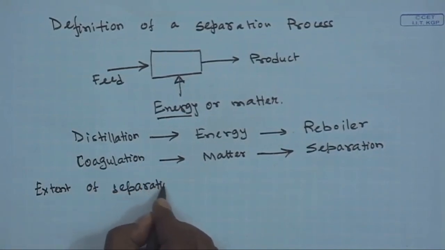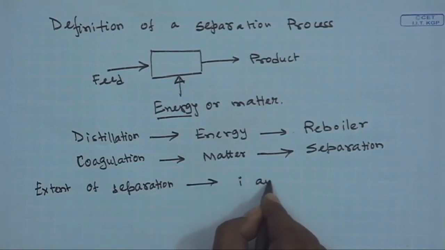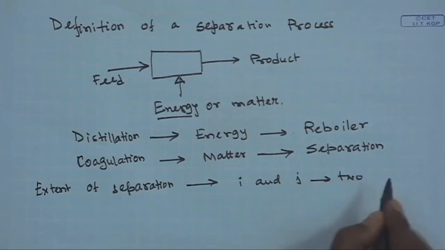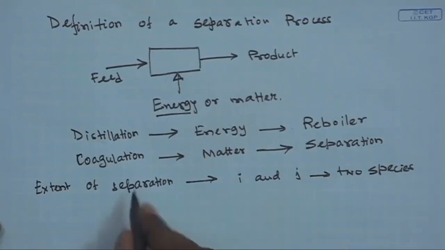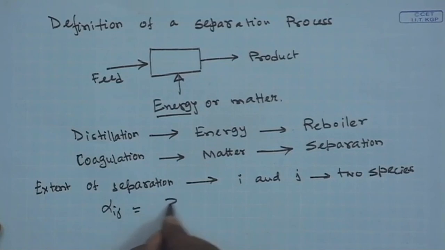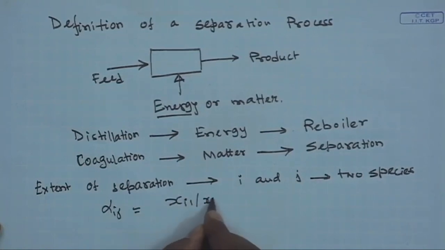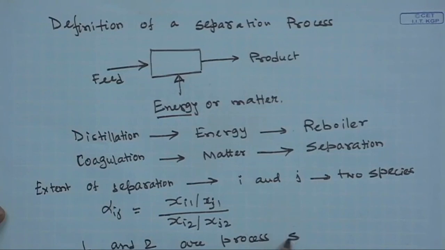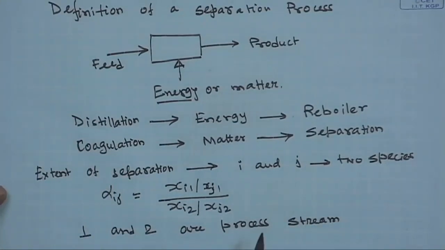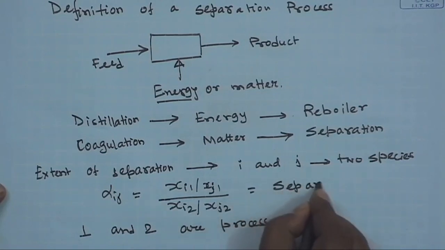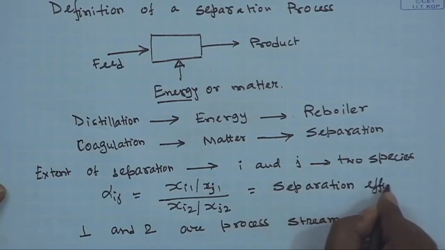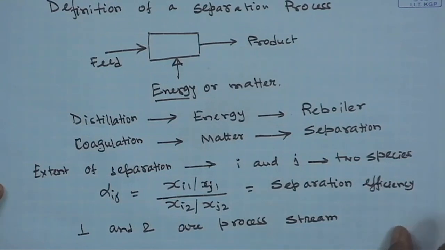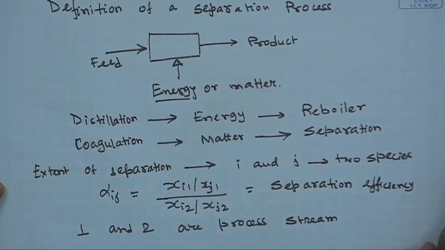How do we define the extent of separation between two species I and J? I and J are two species. Alpha I J is defined as x I 1 divided by x J 1, divided by x I 2 divided by x J 2, where 1 and 2 are two process streams. So, this is also known as the separation efficiency.